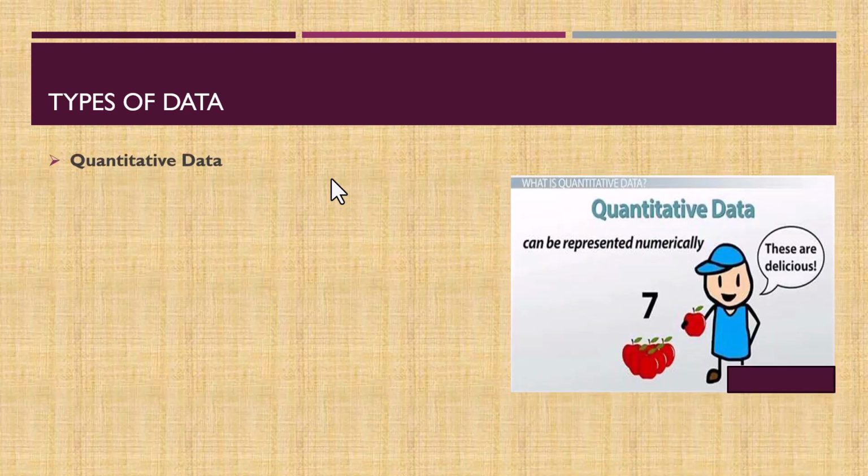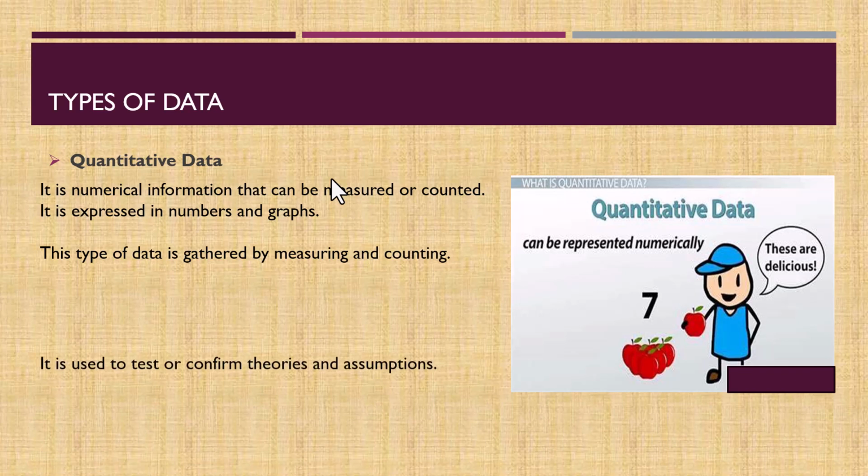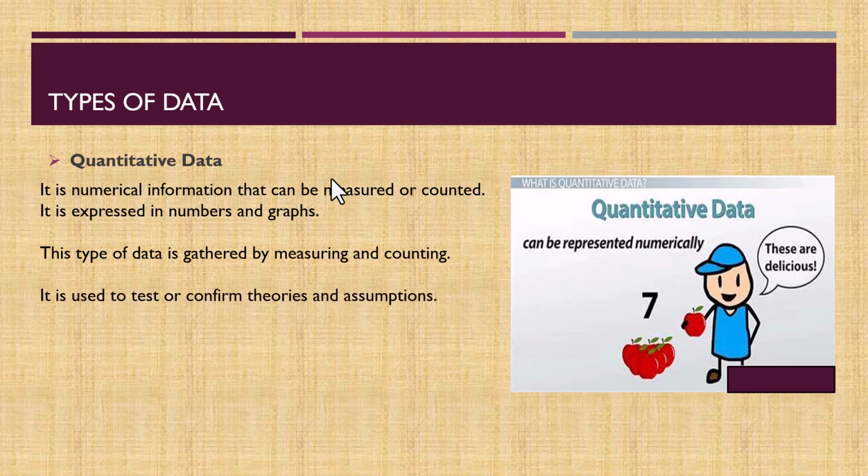First, we have quantitative data. This data can be numerically represented. It is numerical information that can be measured or counted. It can be expressed in numbers, it can be expressed in graphs, and this type of data is gathered by measuring and counting. This is used for testing hypotheses, for confirming theories and assumptions.